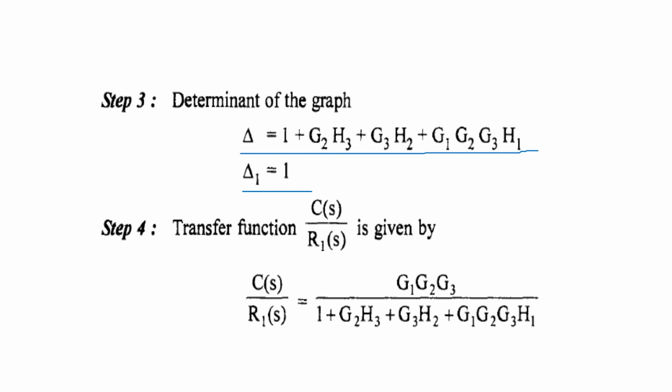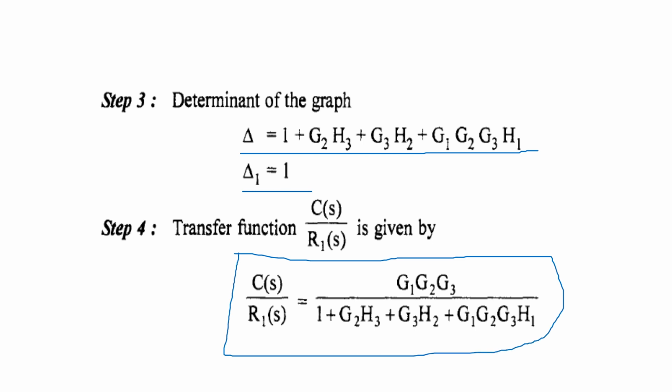And replacing all these values here in the standard form, we are going to get this transfer function as equal to G1 G2 G3 divided by delta value, that is 1 plus G2 H3 plus G3 H2 plus G1 G2 G3 H1. Now this is for the first case.